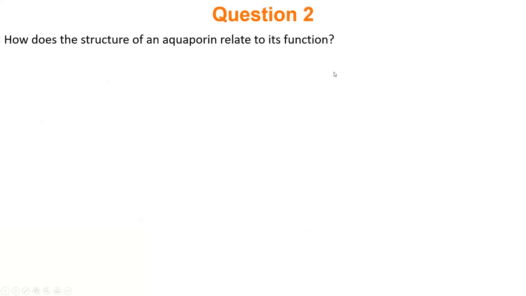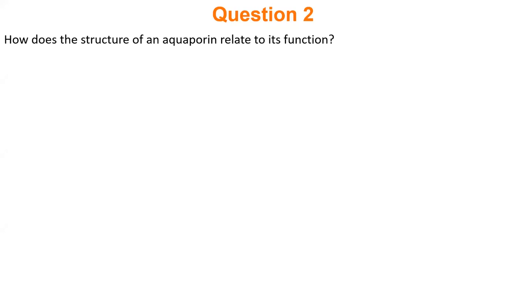So this question, we're not going to take any time to do in class, but this is one that you should definitely try to do before the final exam. It's a question I love asking. How does the structure of a protein molecule relate to its function? Basically, I'm looking for you to explain, why does the aquaporin look the way it does? Why does the aquaporin have the amino acids in the channel that it does? How does that relate to the job of aquaporin?